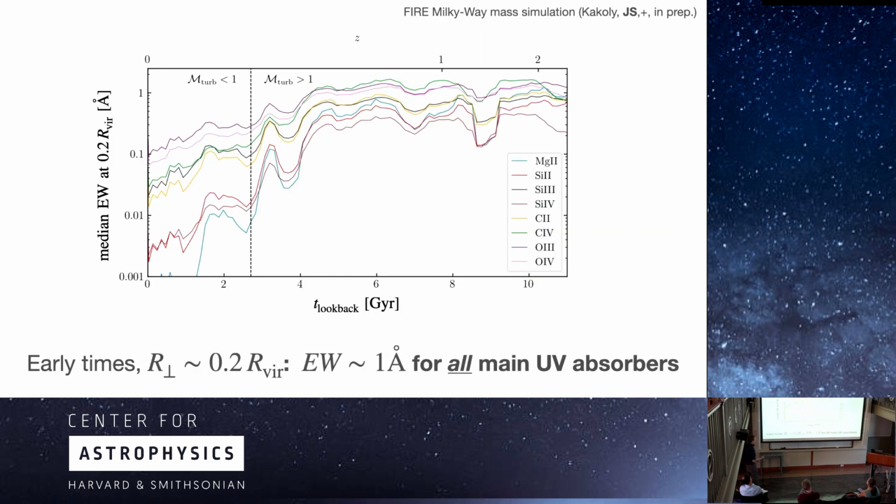You can also do this for many more ions, and you can see that essentially for all main UV absorbers, the equivalent width we expect is of order 1 angstrom when the CGM is supersonically turbulent. So it's a very robust prediction of this scenario.